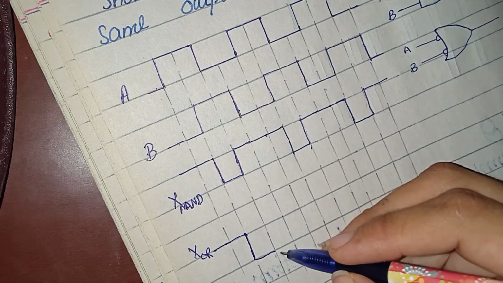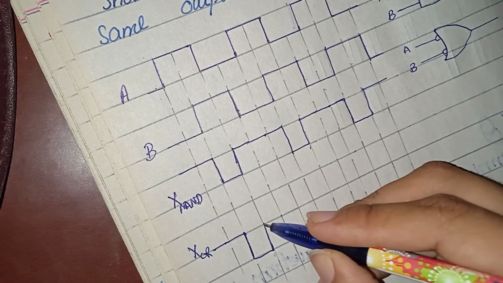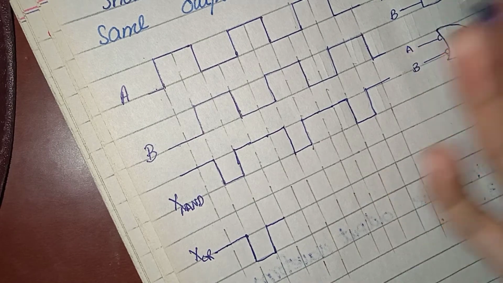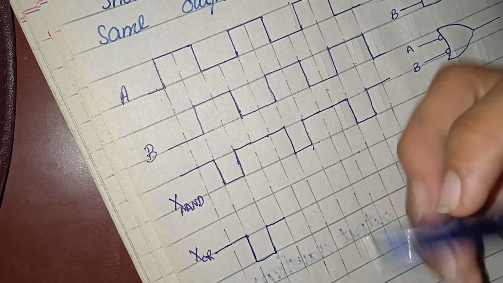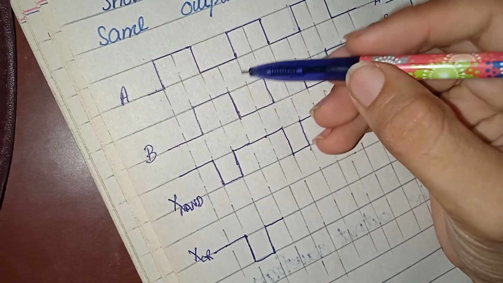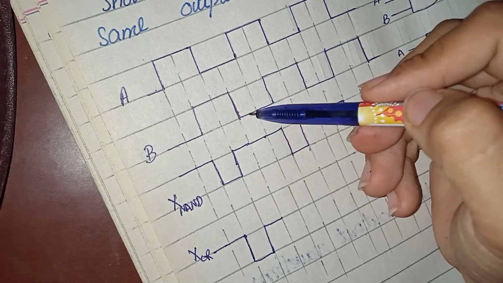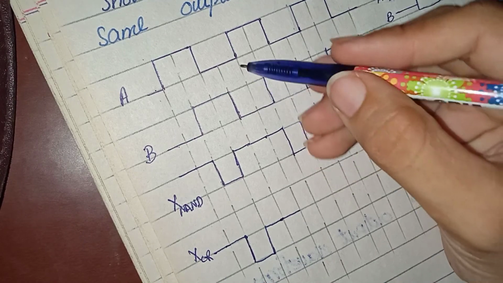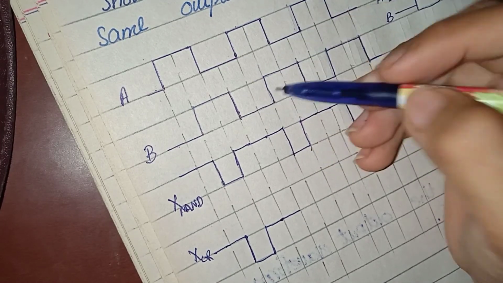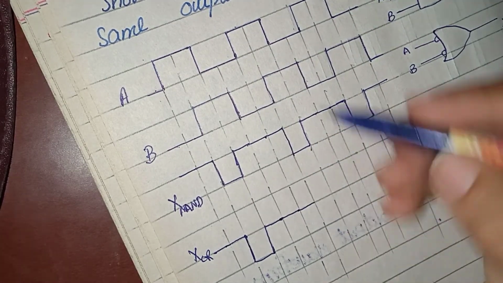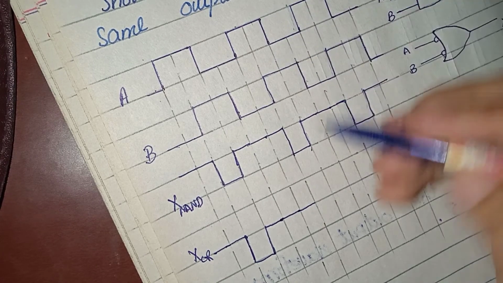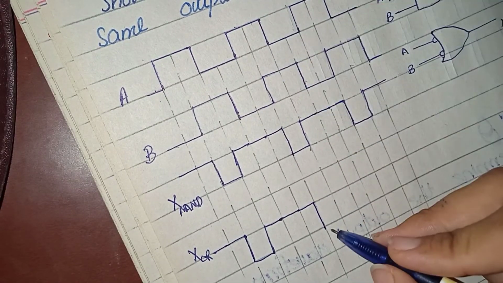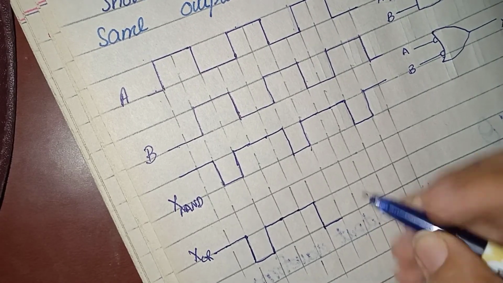Here A is low, it means that we will get high output, because for a negative OR gate, to get a higher output we need at least one lower input. And here we also get higher output, because both the inputs are at lower level. Here B is low, it means that again we get higher output. And here both these inputs are at higher level, it means that we will get low output.